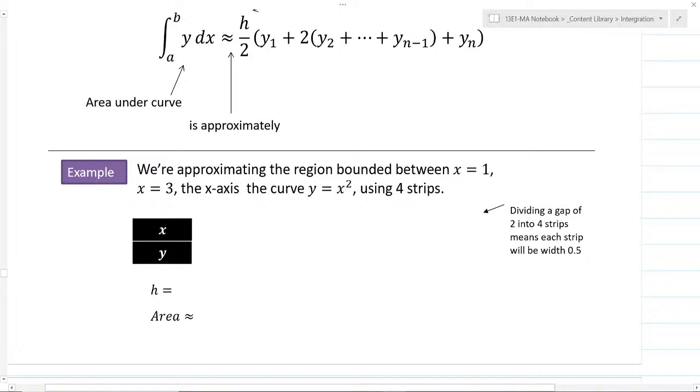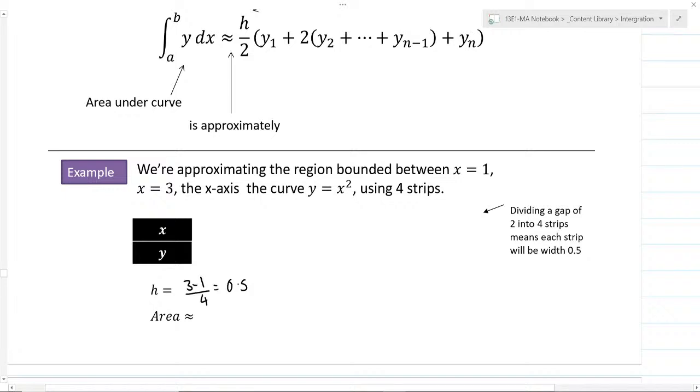So the first thing I would probably do before anything is to work out what your h is. You do that by doing the upper bound take away the lower bound divided by the amount of strips. So in this case, it's going to be 3 minus 1 divided by 4. So my strips are equal to 0.5 in this case. Does that make sense?